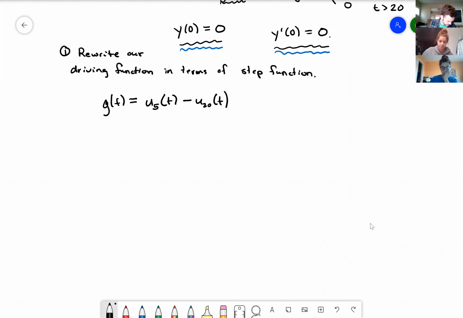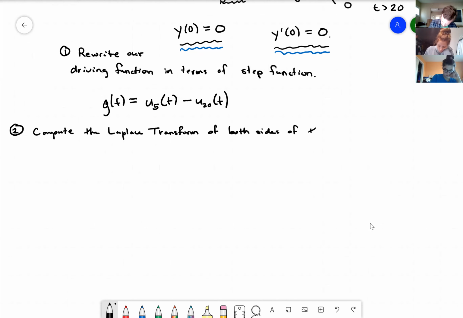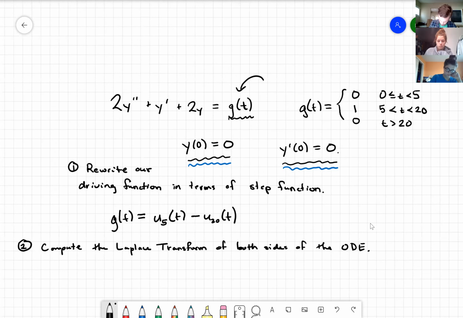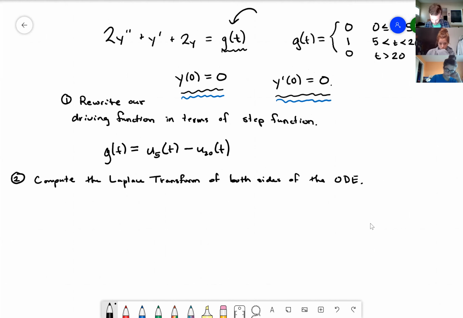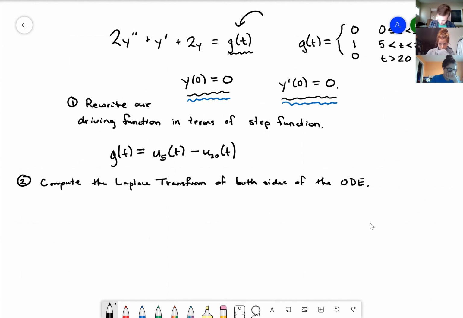Now the next thing that I might do is compute the Laplace transform of both sides of the differential equation. So maybe it would help if I put it so it's still in view. Okay, so of course this involves all of the terms on the left and right hand side. So all of this stuff over here, all of this stuff on the right hand side, and it will also involve the initial conditions. Okay, so same thing, wait for a thumbs up.